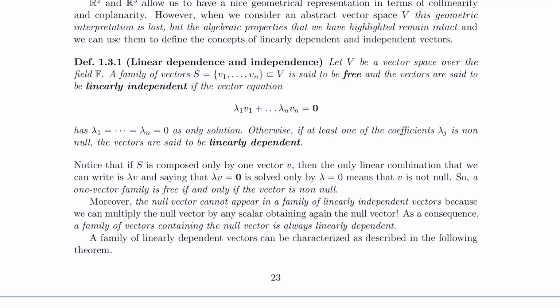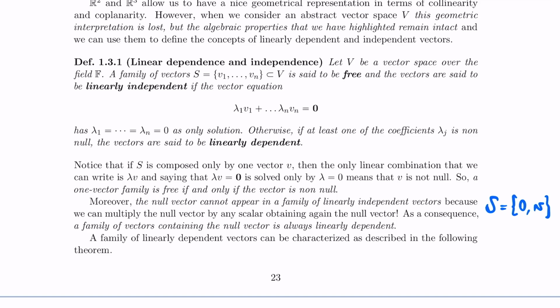The second special case to highlight is when the null vector belongs to a family of vectors. In this case, the family can never be free. In fact, if we multiply the null vector by any scalar, we get back the null vector itself. I urge you to verify what I just said by considering the special case of a family with just two vectors, the null vector and another non-zero vector. Try to do it.